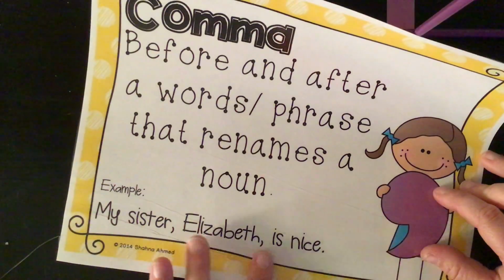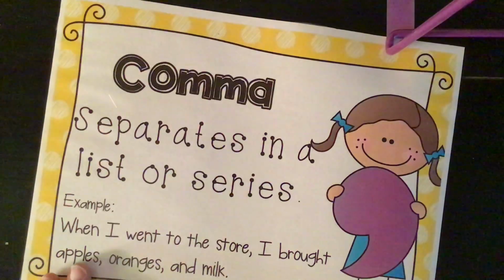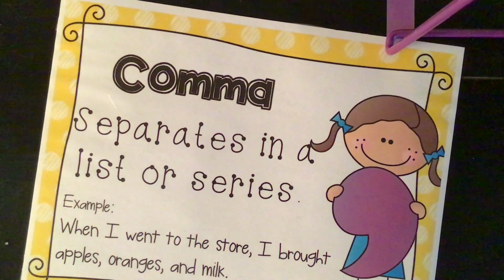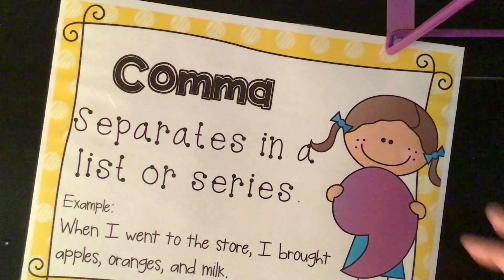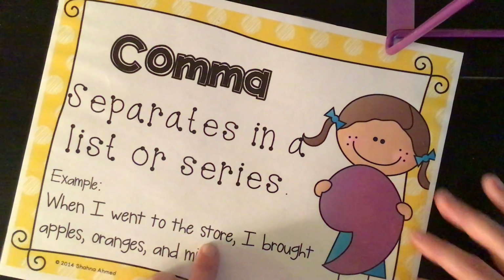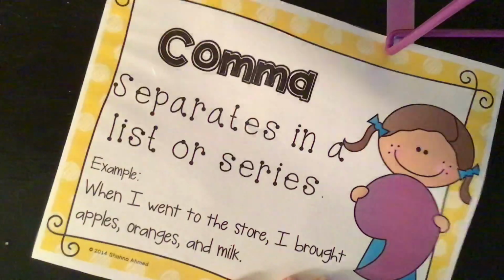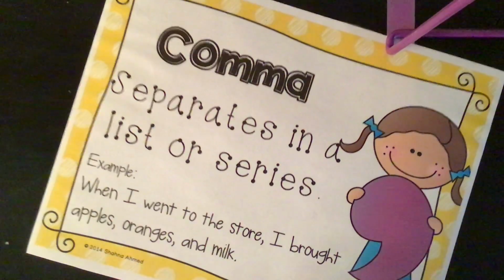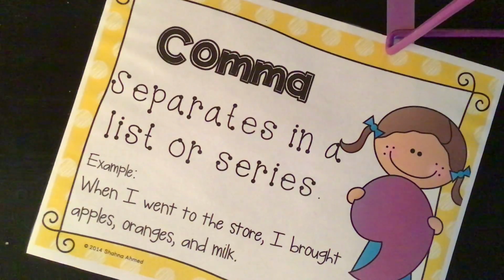We also use commas to separate a list or a series. So when I went to the store, I bought apples, oranges, and milk. We're separating the things that we bought. So that is a series and a list, honestly.